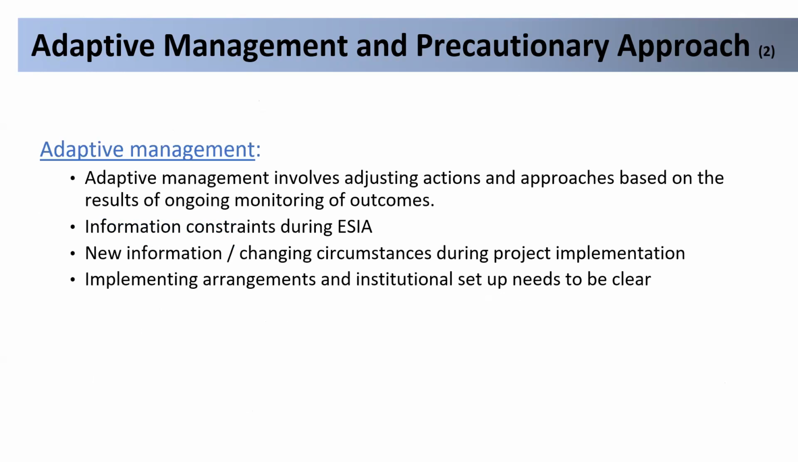So the other mechanism that we also talk about quite a lot is adaptive management. And adaptive management involves adjusting actions and approaches based on the results of ongoing monitoring and outcomes. When we prepare the environmental and social impact assessment, there are definitely constraints of information, and whenever you establish biodiversity monitoring, there's going to be new information that might change the circumstances during project implementation. Whatever we had at the beginning of the project is not carved in stone. We have to fine tune it and adjust it as the monitoring data guide us.